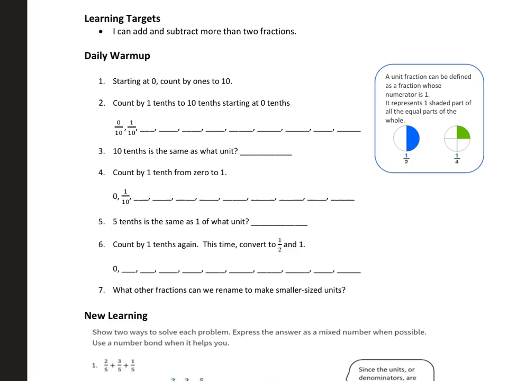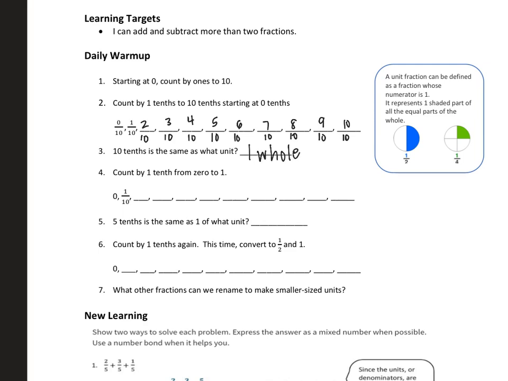We have 0/10, 1/10. So next you're going to have 2/10, 3/10, and keep going. Okay, so you should have your blanks labeled from 0/10 to 10/10. So 10/10 is the same as what unit? 10/10 is the same as 1 whole.